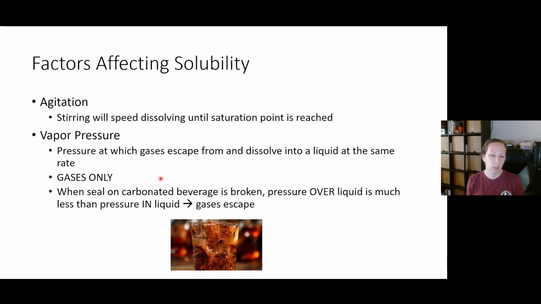The pressure over the liquid when that seal is broken is much less than the pressure in the liquid, and so that liquid is just going to push that gas out. This is basically how that works. When that seal is still there, it's pressurized, right? And so that pressure over the liquid is still high.